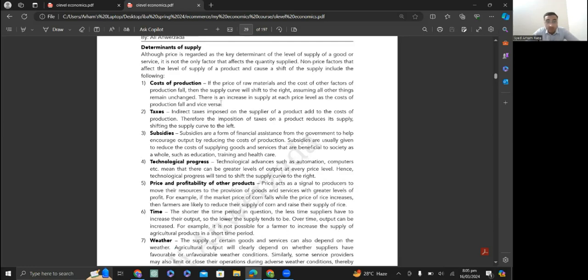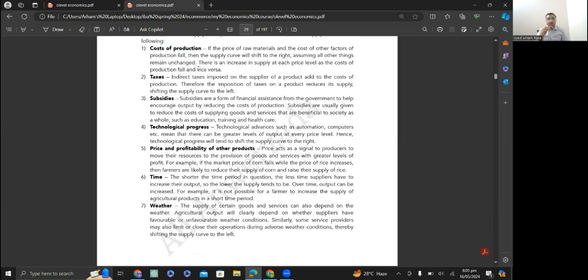Now, the determinants of supply. Cost of production, taxes, subsidies, technological progress, profitability, time, and weather.